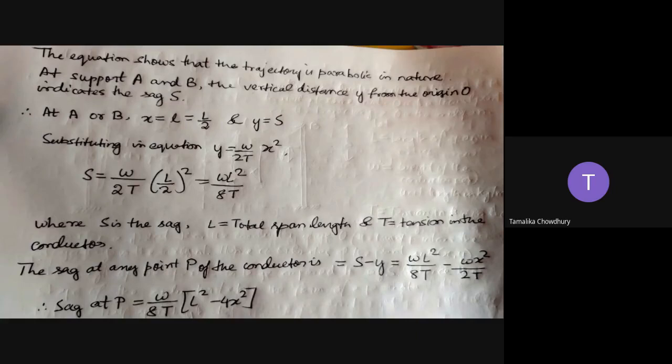So the sag at any point of the conductor when the supports are at equal level is given by this. Capital S equals WL square by 8T. That is our formula for sag at the topmost level. Whatever the point they ask for the sag, accordingly you can calculate.